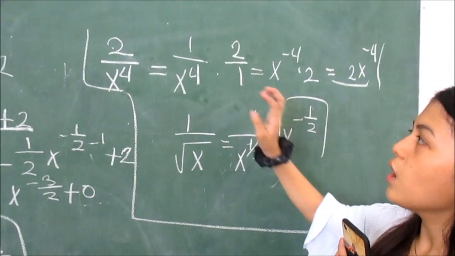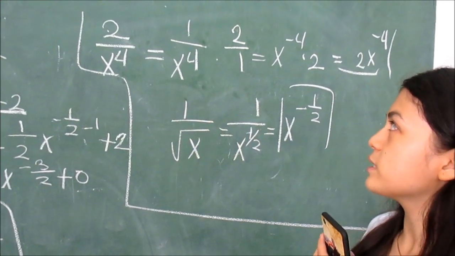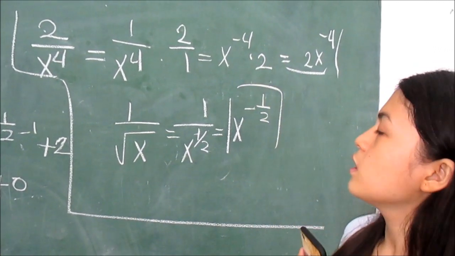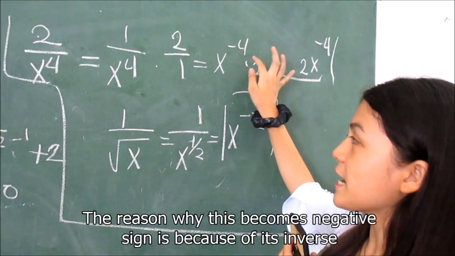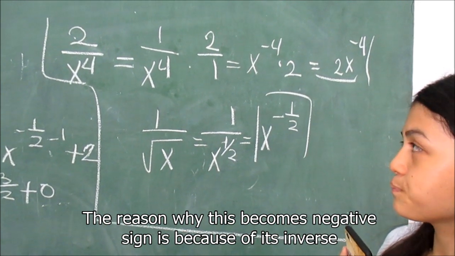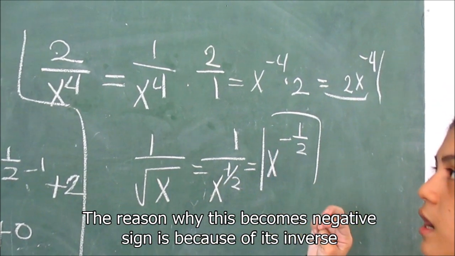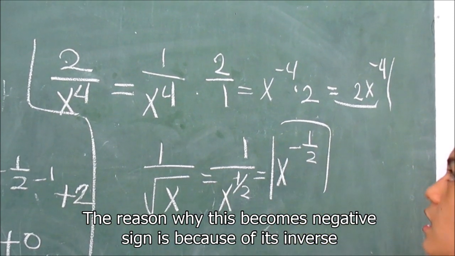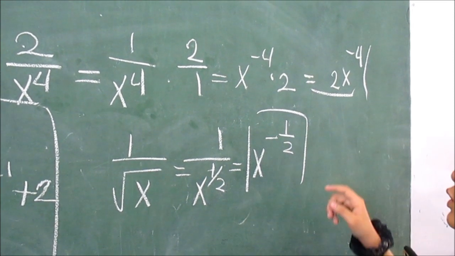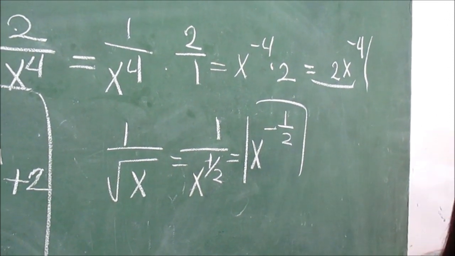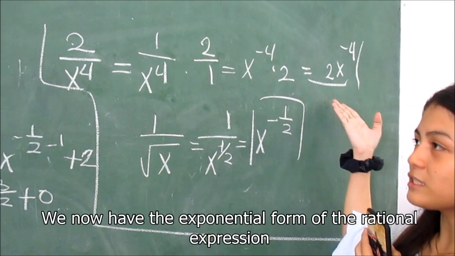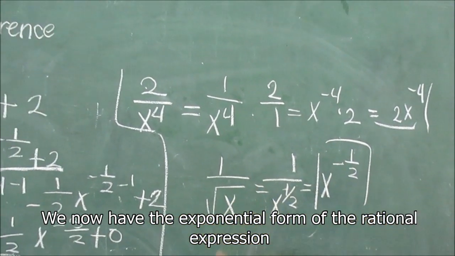So 1 over x raised to the 4th power times 2 over 1 is equal to x raised to the negative 4 times 2. The exponent of x raised to the 4th power became negative because we inverted it. So x raised to the negative 4th power times 2 is equal to 2x raised to the negative 4th power. So we have now obtained the exponential form of the rational expression.